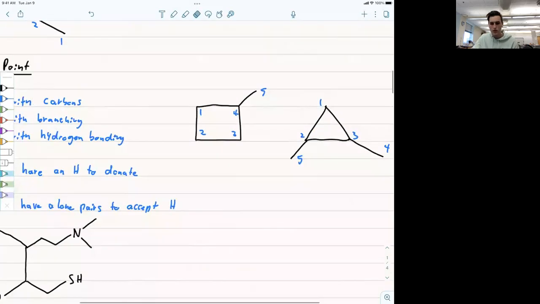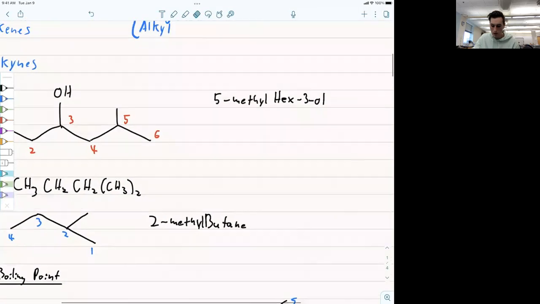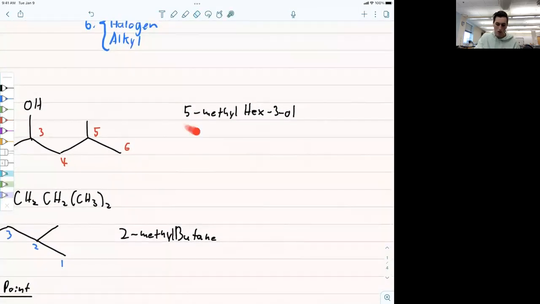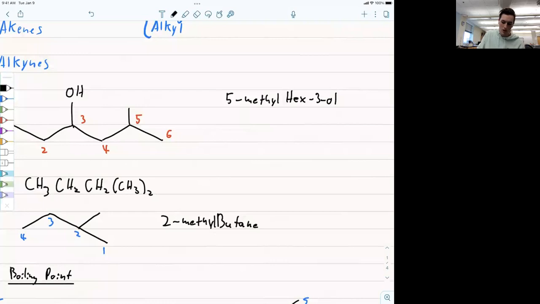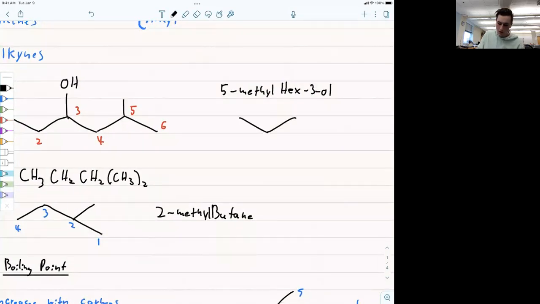Someone had asked about this one, where I put hex-3-ol, not 3-hexan-3-ol. The reason is that if you're adding the alcohol, the OL group, right afterwards, it would be hexanol. So I'll give you an example of that. It would be something like this.